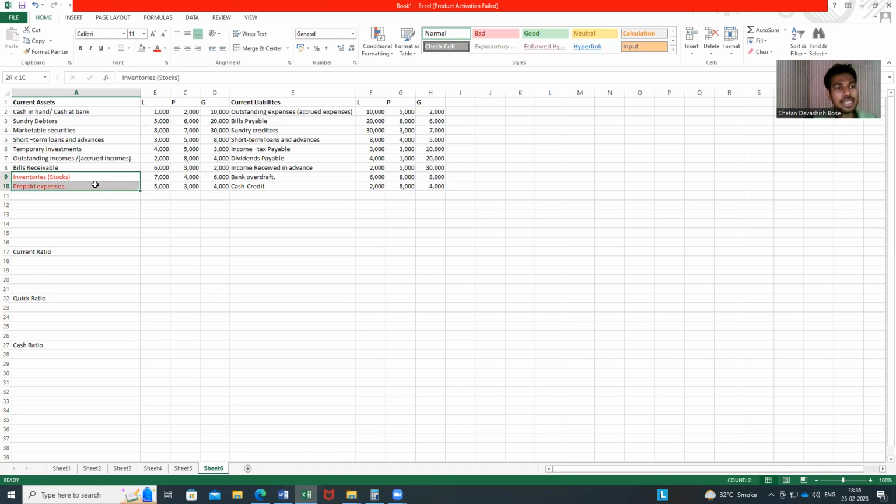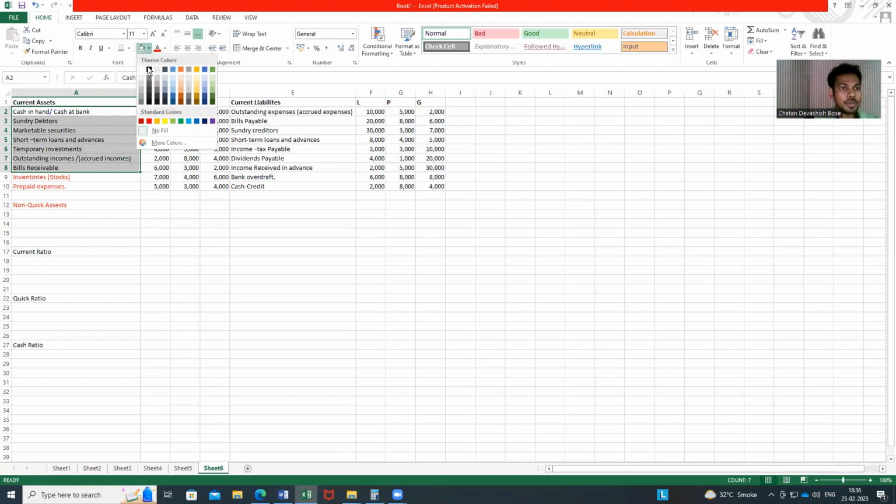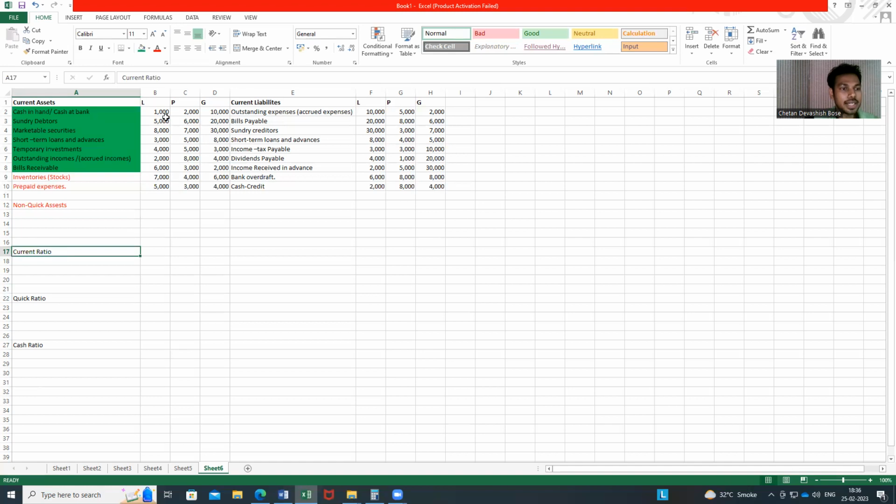Are you getting it? So that is known as non-quick asset. ये non-quick asset है जिसको मैंने रेड में लिखा है. Just for your understanding, non-quick assets. Okay, so I'm keeping them in red. And what about the rest? The rest of them are quick assets. इनको हम quick asset बोल सकते हैं. They are nothing but quick assets. Okay.